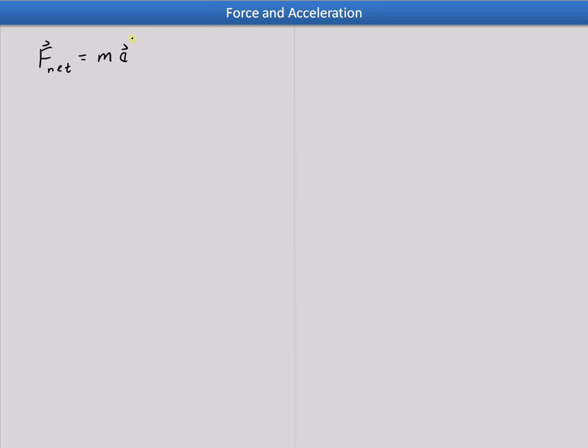Newton's first law basically told us that forces are what caused accelerations, and this tells us that the proportionality constant is what we call mass. In effect, this is what defines mass.